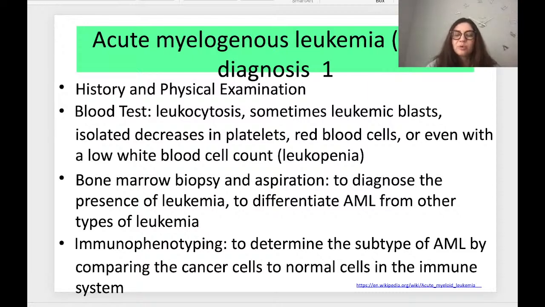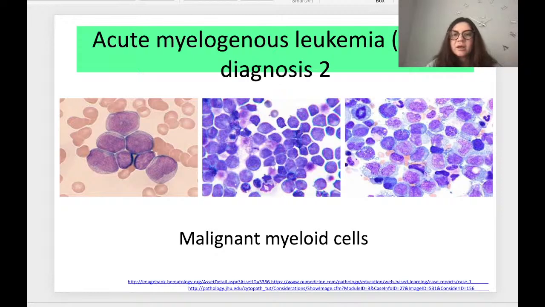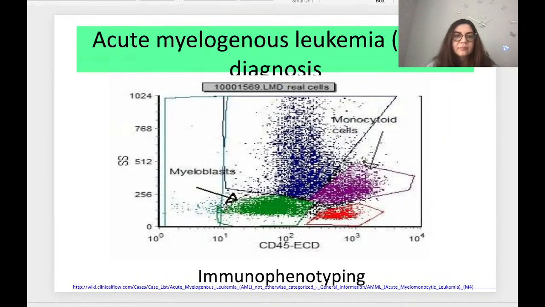Immunophenotyping determines a subtype of AML by comparing the cancer cells to normal cells in the immune system. Here you see microscopically how malignant myeloid cells look. And in such a way, the result of immunophenotyping usually looks, when different types of cells in different degrees of progression are colored by different colors. You see here in green myeloblasts, monocytoid cells in blue, violet monocytes, and young cells in red. And according to the distribution, we can understand whether leukemia is present and what type of leukemia it is.